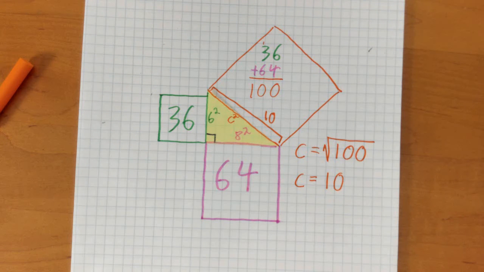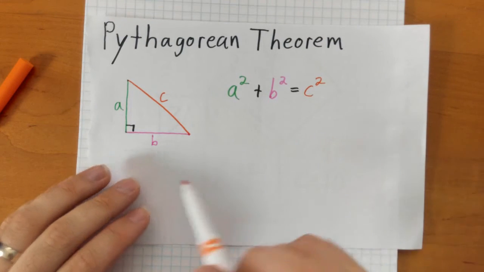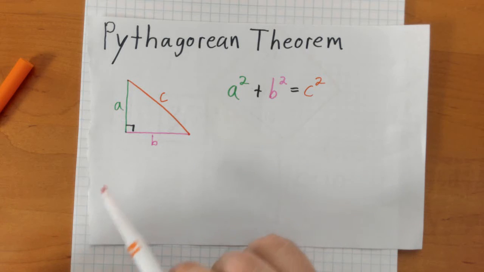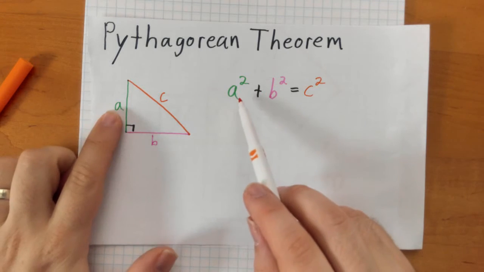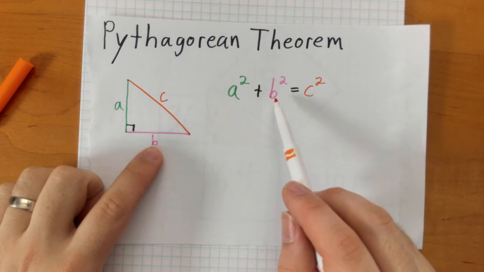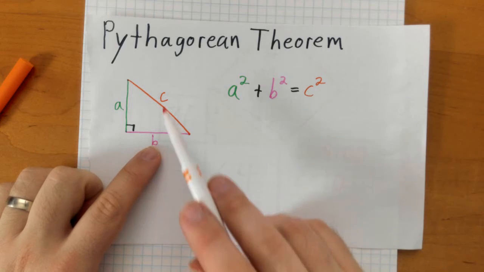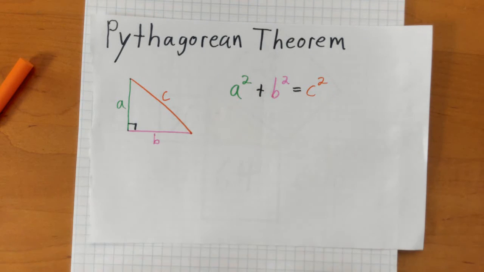To summarize that, the Pythagorean theorem is if you have a right triangle, if I label my legs A and B, and for the hypotenuse we have C, we're saying that A squared plus B squared would give me the hypotenuse squared. This is what the Pythagorean theorem is. And we're going to do a couple examples of that.